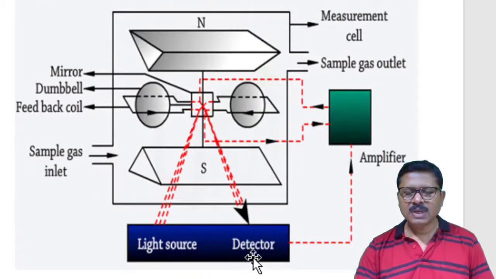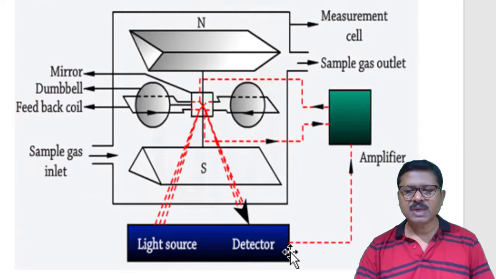Why is the change happening? Because of the twisting of this mirror. This mirror is twisted because of the twisting of this dumbbell. Why is this dumbbell twisting? Because of the presence of oxygen in the sample. Now if the concentration of oxygen in the sample is higher, this twisting will be higher, so the deflection of this reflected light will be more. The change of this detector output will be more.